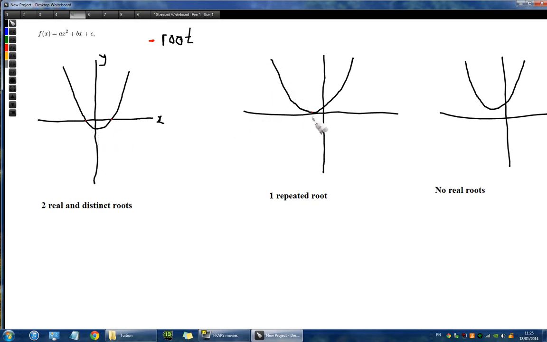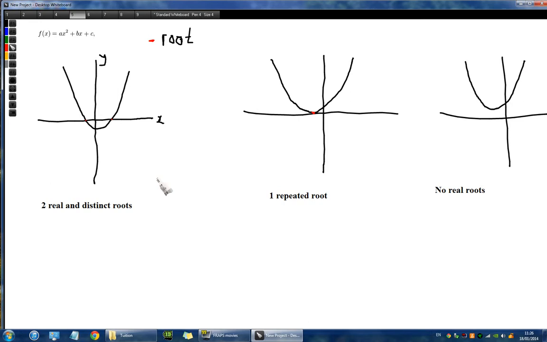You can have 1 repeated root. Because of my bad drawing you can't really see this, but it just touches the x-axis. Really, this should be here. It just touches it in one place, so you have a repeated root. And the final case is where we have no real roots. It doesn't cross the x-axis at all.